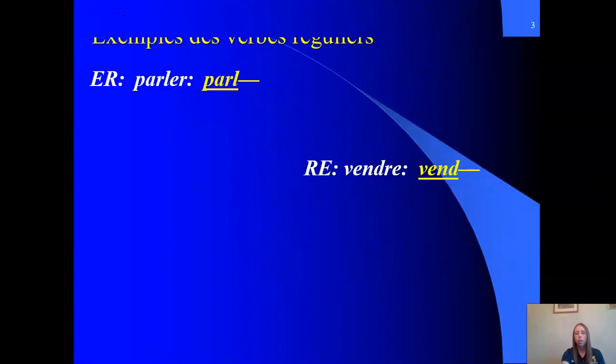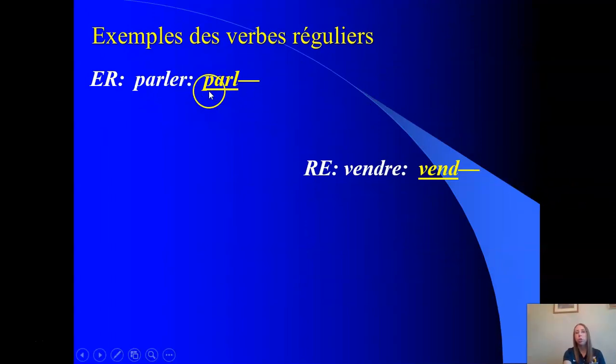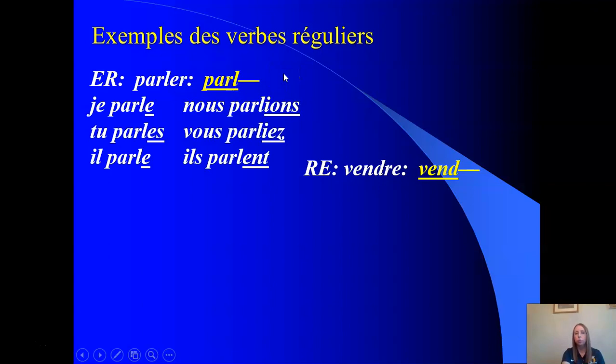Alors, on va regarder les verbes réguliers. Les verbes réguliers avec ER comme parler. So if we write il parle, take off the ENT, enlever ENT, we've got parle, and we're left with this. Je parle, tu parles, il parle, nous parlions, vous parliez, il parle. So we've got the boot for pronunciation, right? Because remember, ENT is always silent on all your verbs.